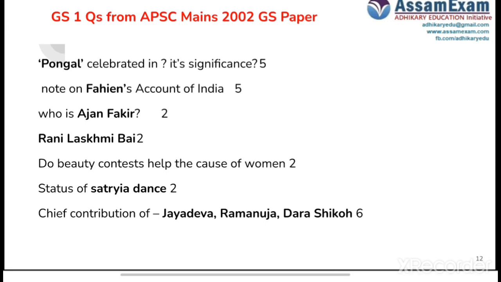Again we can see the question: who is Ajan Fakir? Next question, Rani Lakshmibai. Most probably it was a short question, but we should know the brief history and story behind these topics. Rani Lakshmibai, what she was, why she is important. She is important because she took part in the revolt of 1857. So who are the other personalities who took part in the revolt of 1857? Why did they take part? Why did they revolt? Why did the revolt itself happen? After that, what did the British do?